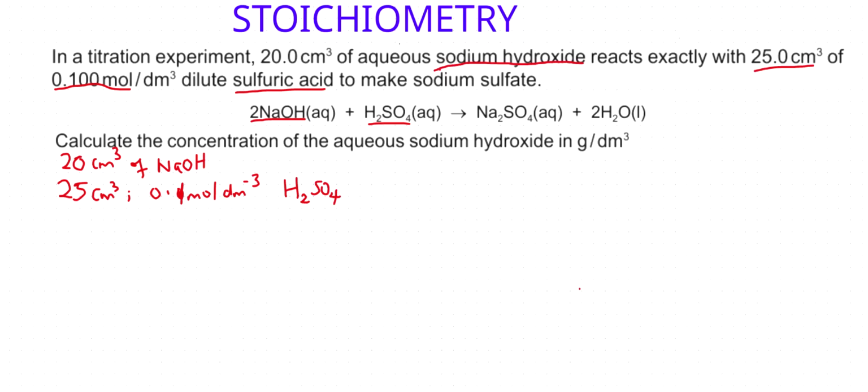From here, we can get the number of moles of the sulfuric acid that is used. Remember from my past video, I gave you about 3 formulas for calculating number of moles. So for this one here, we're going to be using this formula: number of moles is equal to concentration in mol/dm³ multiplied by the volume in dm³.